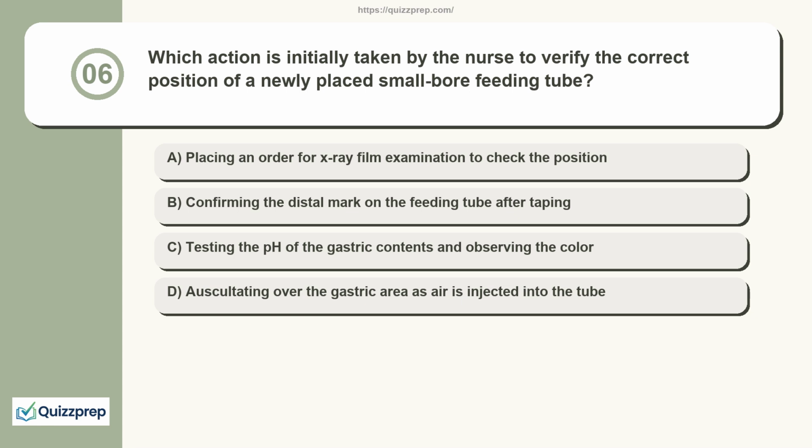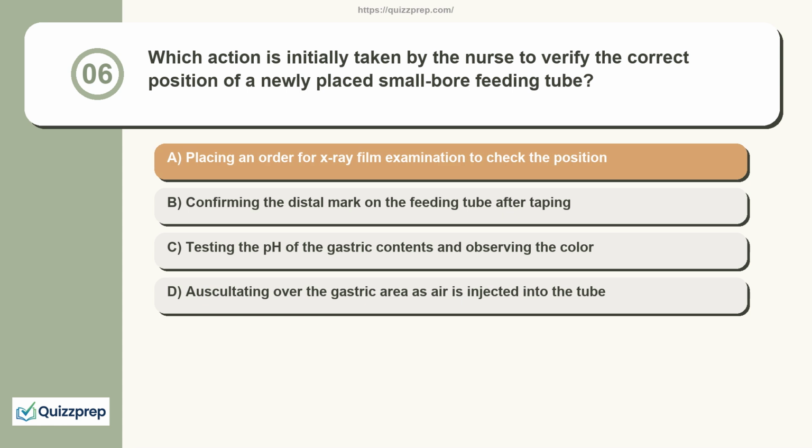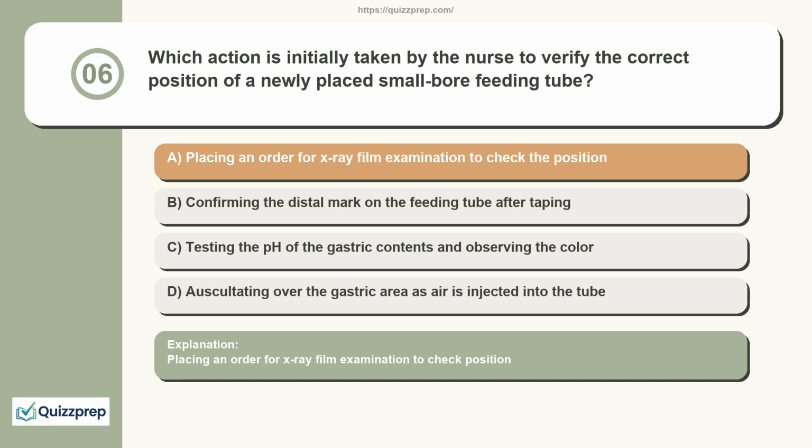Question 6. Which action is initially taken by the nurse to verify the correct position of a newly placed small-bore feeding tube? Placing an order for X-ray film examination to check the position. Confirming the distal mark on the feeding tube after taping. Testing the pH of the gastric contents and observing the color. Auscultating over the gastric area as air is injected into the tube. Placing an order for X-ray film examination to check position.